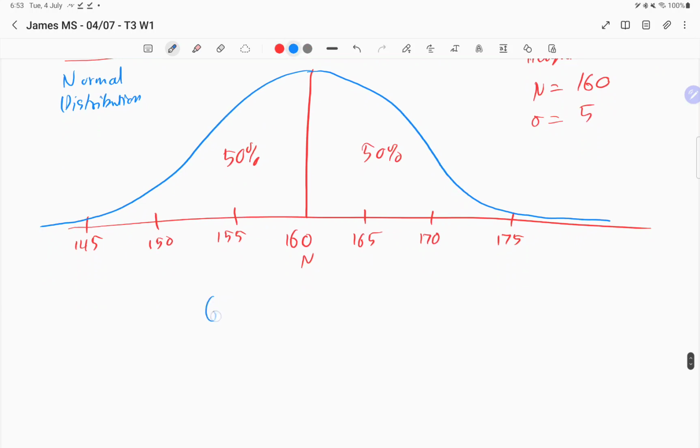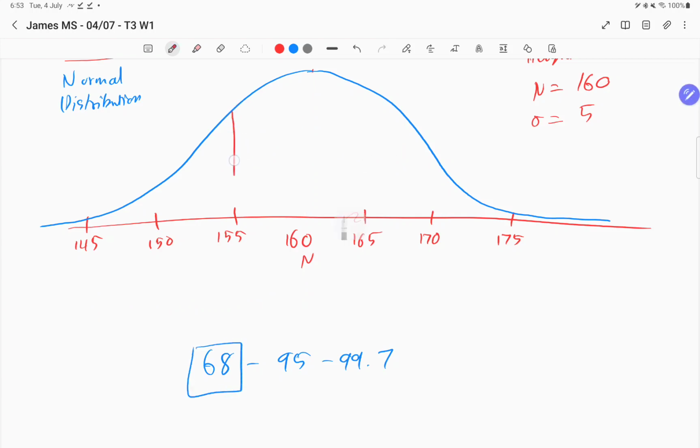And there is a rule called 68, 95, 99.7. So what is this rule? I'll go through this in a second. Let's say this is the distribution of the height of people at your school. What this means is that 50% of students will have a height lower than 160. Make sense? And then 50% will be higher. Now, this number 68 means that 68% will have a height within plus minus 1 standard deviation.